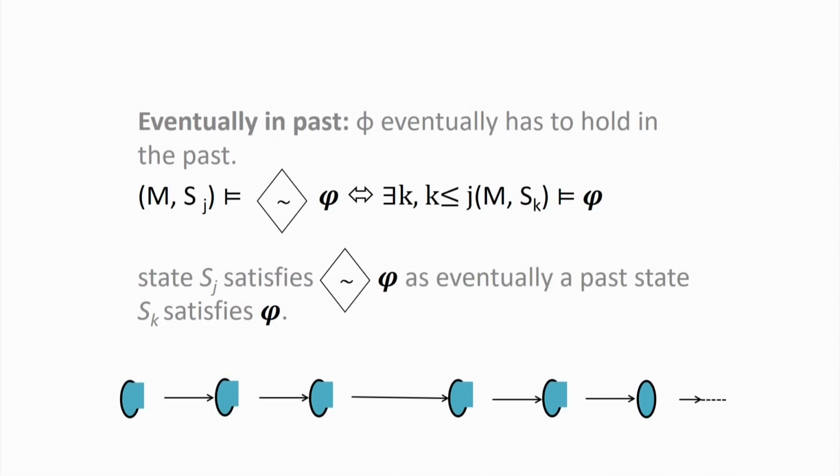Similarly, the second one is eventually in past. In future temporal logic, we have the future operator, which is given by a diamond.